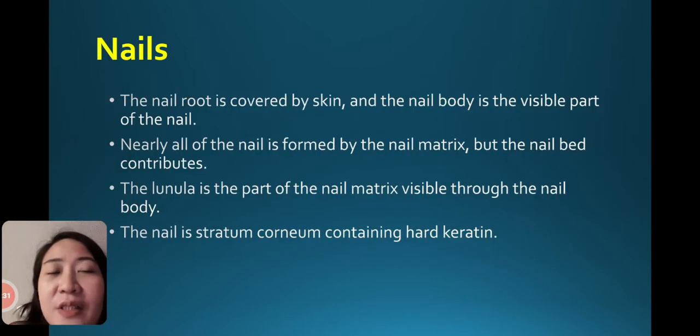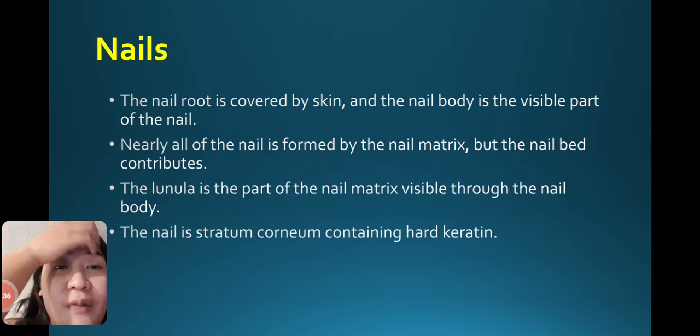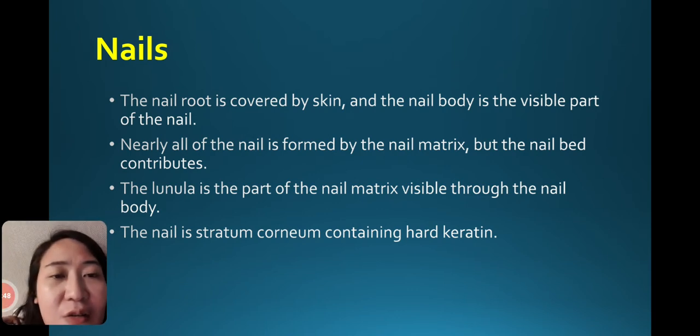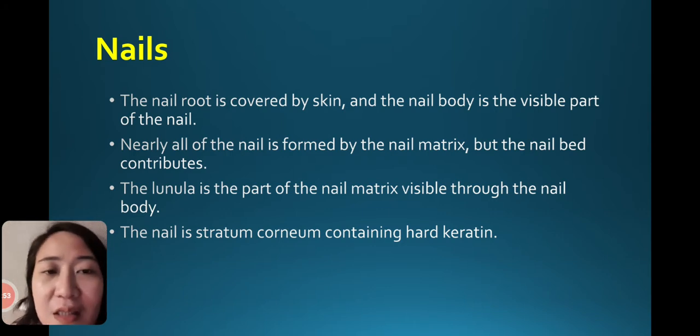Another accessory is the nail. The nail is covered by skin, and the nail body is the visible part of the nail. Nearly all of the nail is formed by the nail matrix. But then again, the nail bed contributes to the formation of the nail. The lunula is the part of the nail matrix visible through the nail body. The nail is a stratum containing hard keratin.